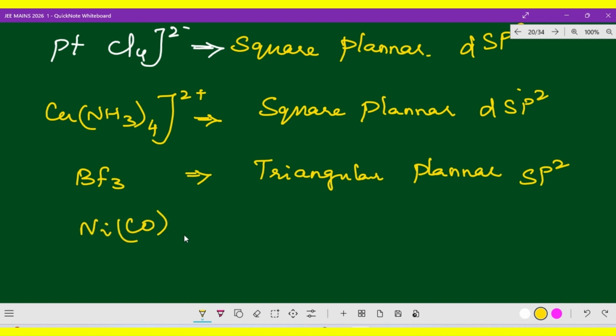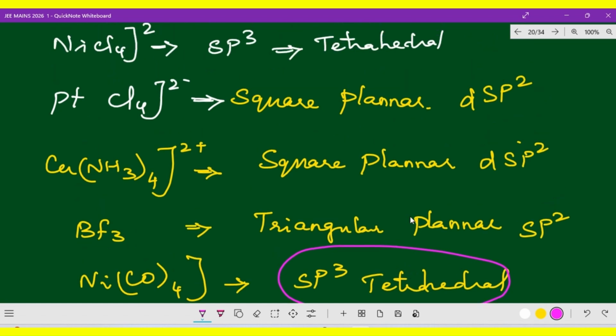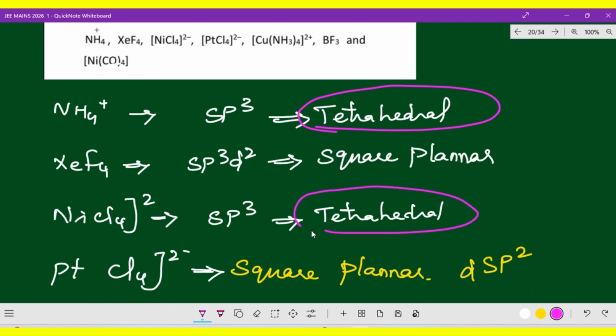Ni(CO)4 is sp3 hybridization, as in the first question, so it is tetrahedral. How many compounds are tetrahedral? The first one, ammonium, is tetrahedral; the nickel chloride is tetrahedral; and the last one, Ni(CO)4, is tetrahedral. These three are tetrahedral compounds.